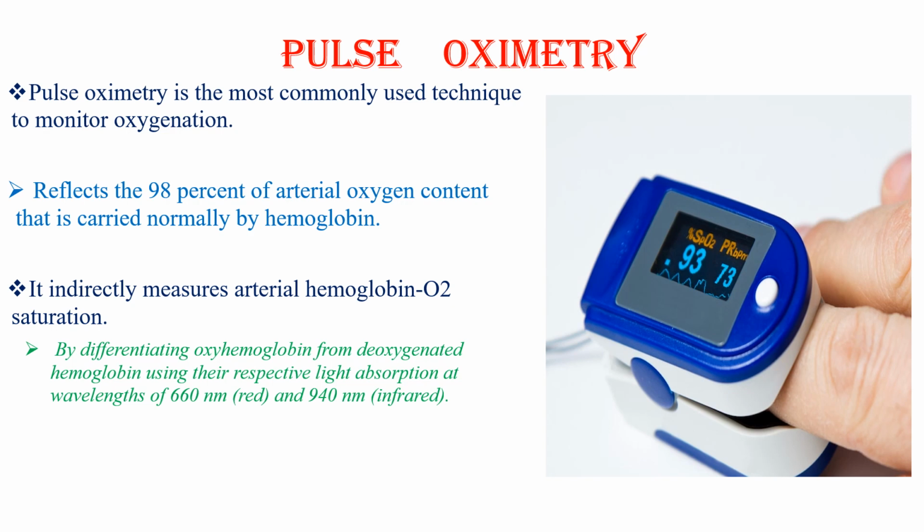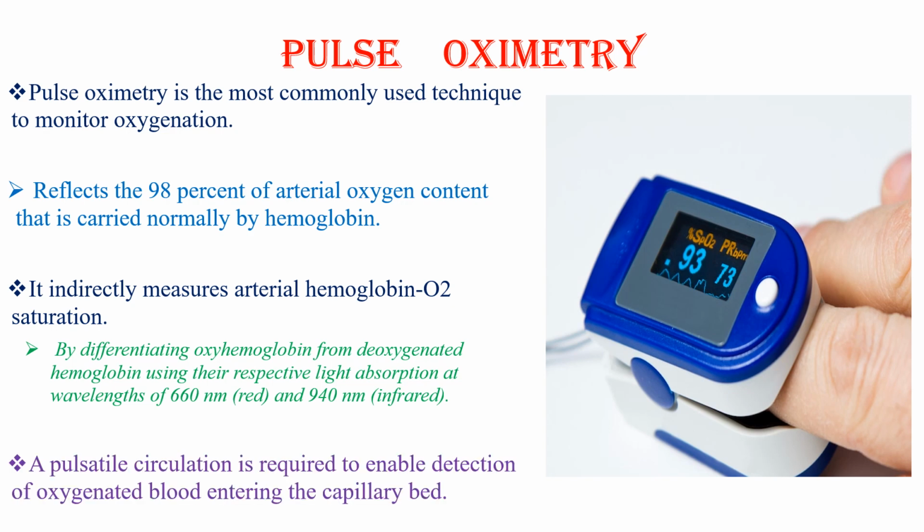Pulse oximetry directly measures arterial hemoglobin oxygen saturation. This is by differentiating oxyhemoglobin from deoxyhemoglobin using their respective light absorption. Oxyhemoglobin absorbs light at wavelengths of 660 nanometer, whereas deoxyhemoglobin absorbs light at wavelengths of 940 nanometer. A pulsatile circulation is required to enable detection of oxygenated blood entering the capillary bed.